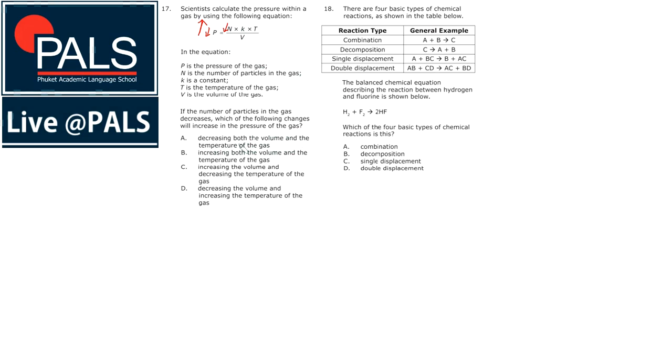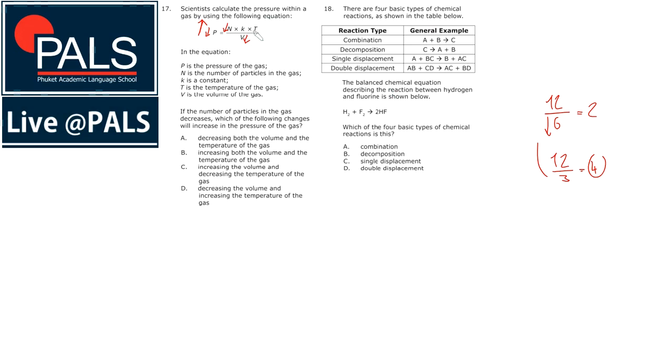Decreasing both the volume and the temperature. Decreasing the volume, decreasing the temperature. So decreasing the temperature, same effect as the number of particles. Decreasing the volume, if we decrease a number in the denominator, that will cause an increase in our result. Now, if we think about something like 12 over 6 is equal to 2, if we now make this number smaller, something like 12 over 3, that will be equal to 4. We can see the result increases by making the denominator smaller.